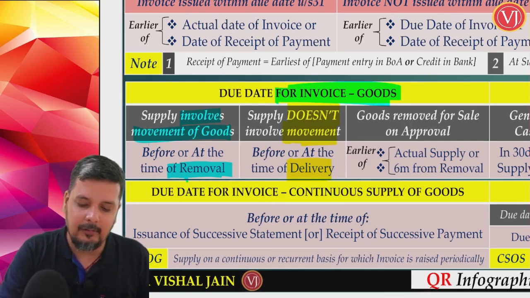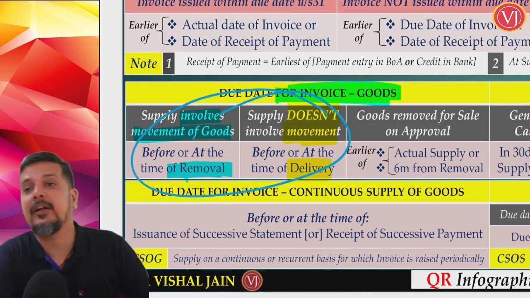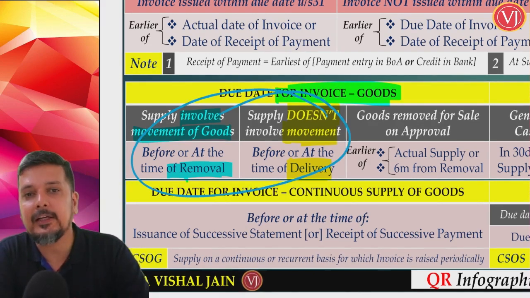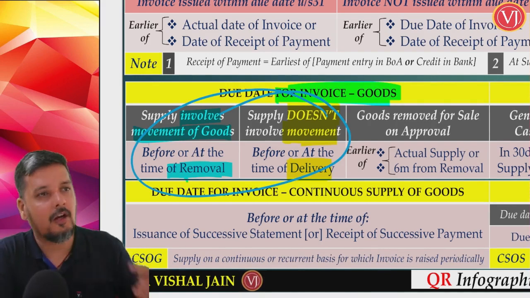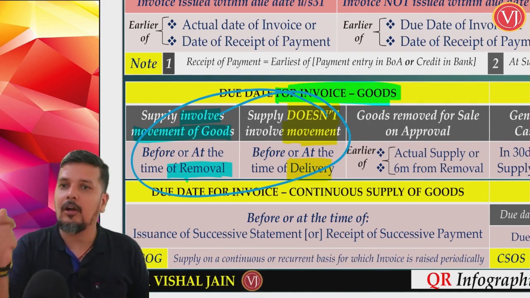If you look at these normal scenarios carefully, there's no breathing time. Goods sector, no breathing time. Immediately. Supply of goods, movement of goods, on or before removal. Supply of goods, no movement of goods, on or before delivery.